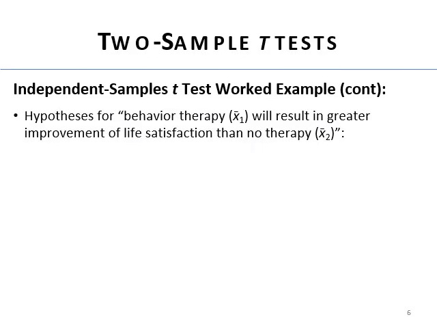So continuing our example, how would we write our hypotheses that behavioral therapy will result in greater improvement of life satisfaction than no therapy? Well, we think X bar 1 is going to be bigger than X bar 2, right? So this is going to be a one-tailed hypothesis. So how would we write that? X bar 1's average improvement in life satisfaction will be higher than that for those who got no therapy, that is X bar 2. Well, greater than. Where are we wrong? Those are going to be our null. Well, we're wrong if behavior therapy results in less improvement in life satisfaction or no improvement, equal.